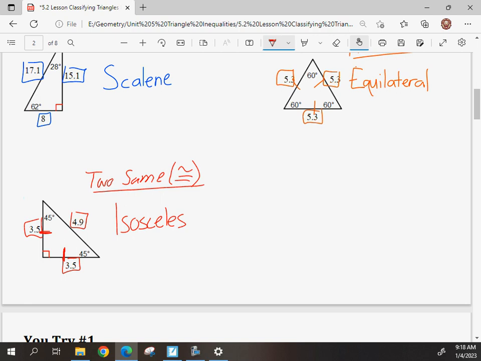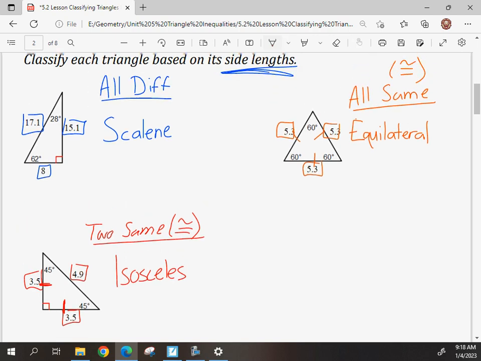So we have all three sides the same. Call that a scalene triangle. I'm sorry, all three sides are different, sorry. All three sides are different. We call that a scalene triangle. All three sides are the same. We call that an equilateral triangle. And then two sides are the same. We call that isosceles.